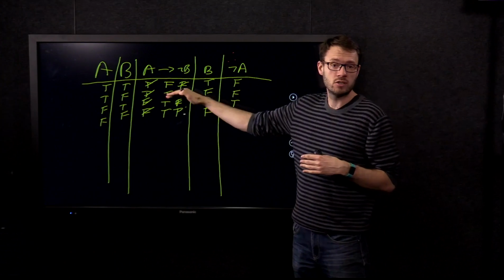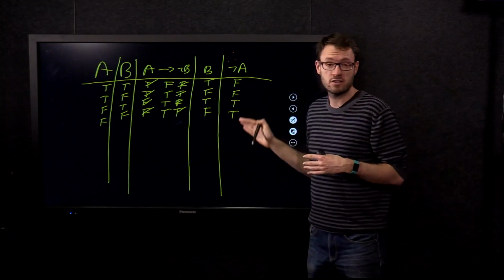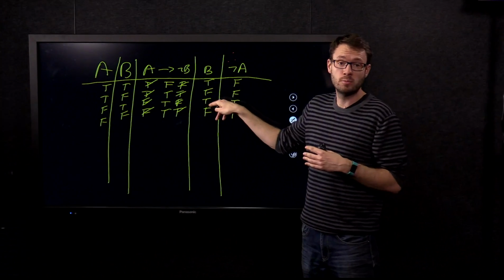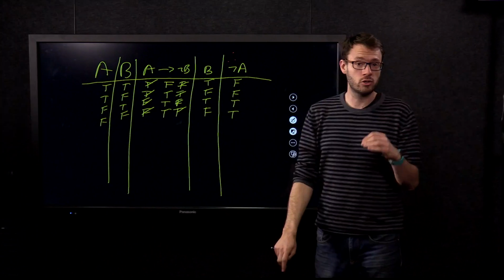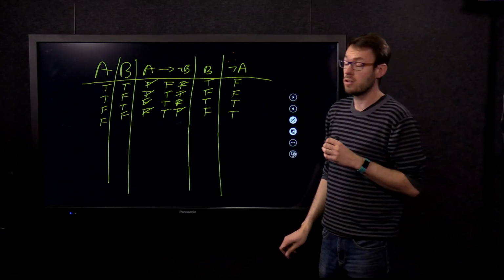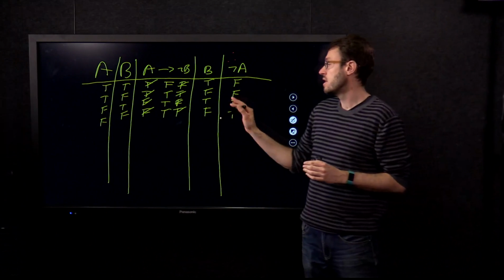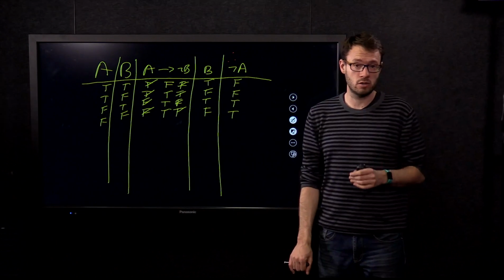Second row, first premise is true, second premise is false. So that's not a row in which the premises are true and the conclusion is false. Third row, we've got two true premises, but the conclusion is also true. So that's not a row in which the premises are true and the conclusion is false. And then the last row, the first premise is true, but the second premise is false. So that's not a row in which the premises are true and the conclusion is false.